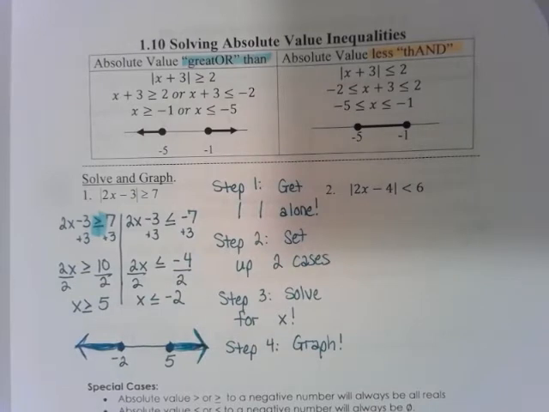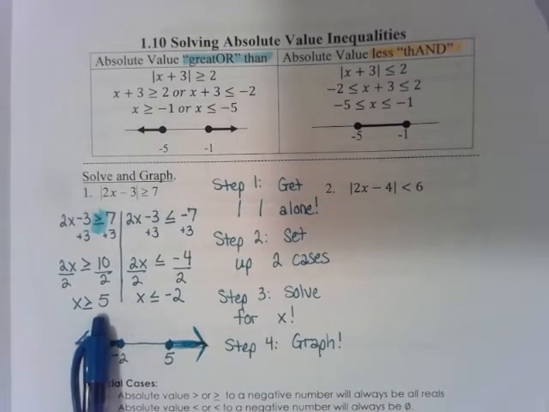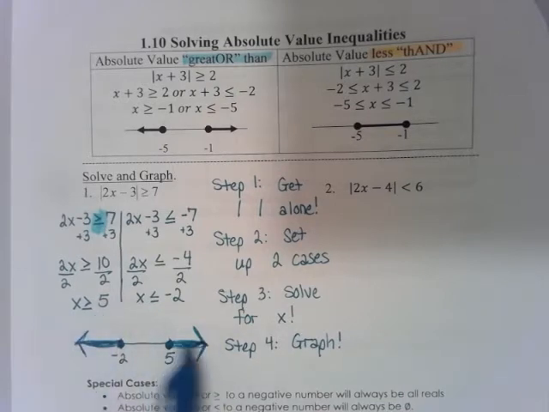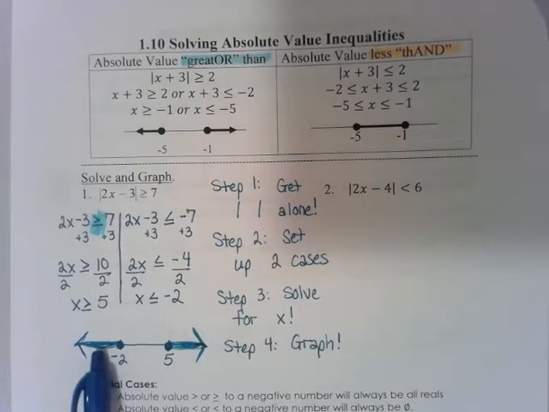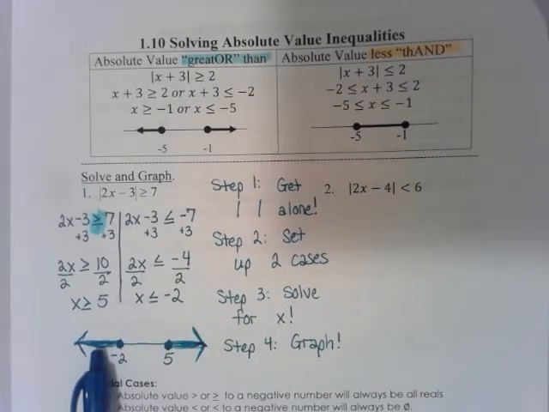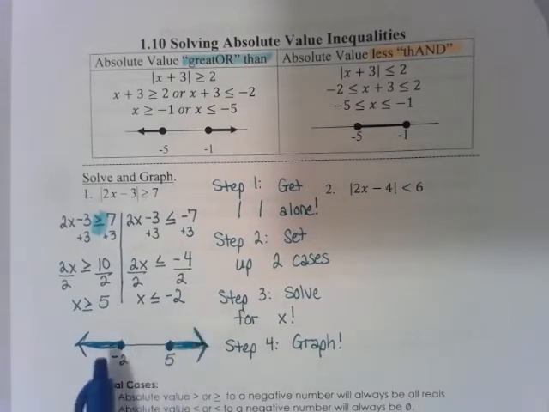A good way to check your answer is we want x values that are greater than or equal to 5, which falls up here, and we want x values that are less than or equal to -2. There are no numbers in the world that are bigger than 5 and less than -2, so we have to color the edges because there's not going to be any overlap.